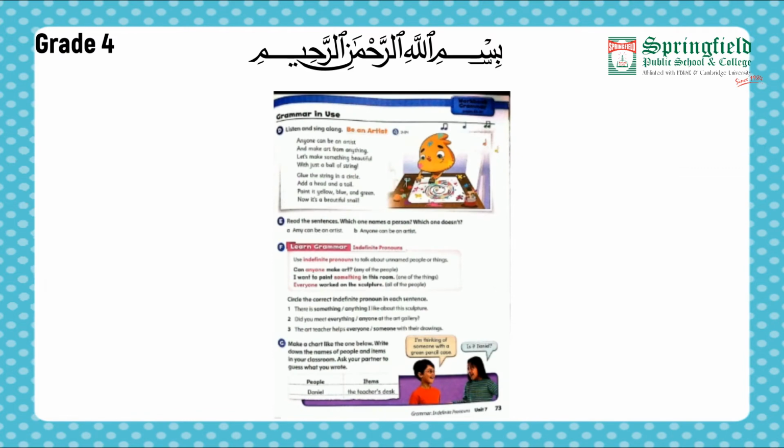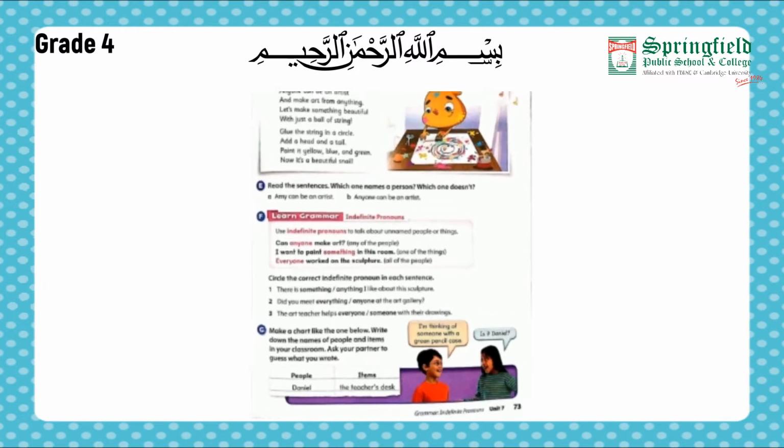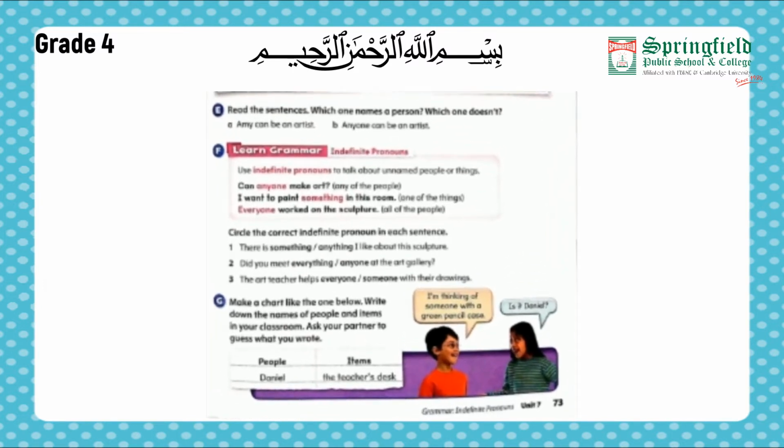So students, here we have got exercises about indefinite pronouns. Now this is the reference page, that is page number 73 of our Oxford Discover student book. You have to attempt these exercises in your books. Grammar in use. Moving forward towards our part E. Read the sentences. Which one names a person? Which one doesn't?